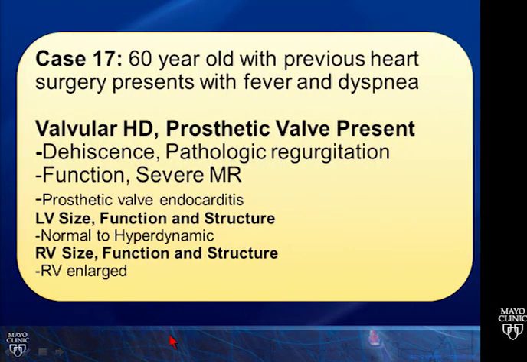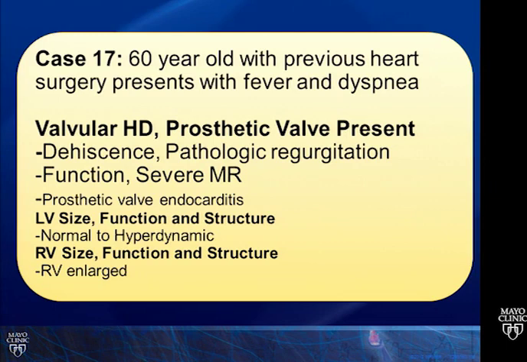All right. So this is a very important diagnosis not to miss. This is a 60-year-old who had previous heart surgery, presents with fever and dyspnea. And this is a dehisced mitral prosthesis with pathologic regurgitation rather than functional regurgitation. And there's severe mitral regurgitation. And we can maybe go back and look at the overwhelming evidence, but there's probably prosthetic valve endocarditis because it's dehisced. And also they told you that she has fever.